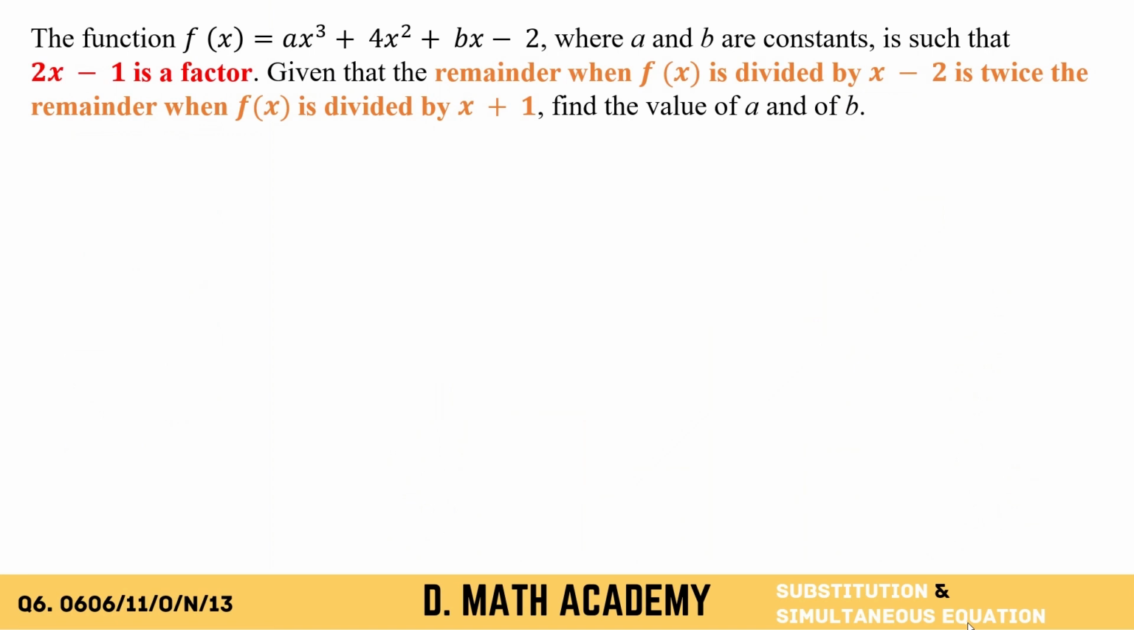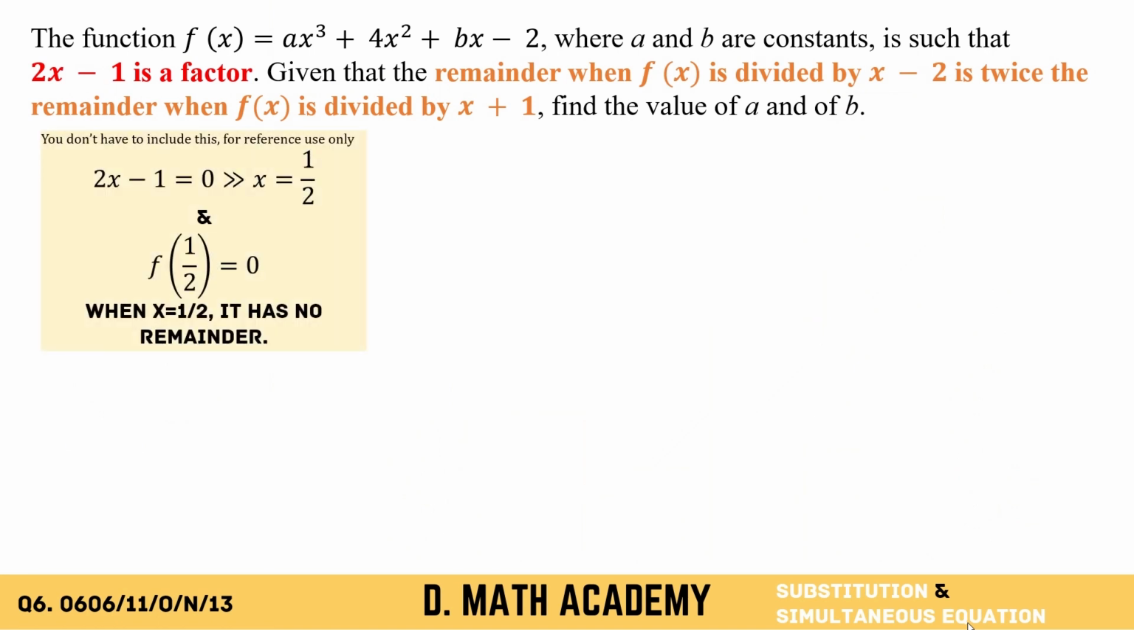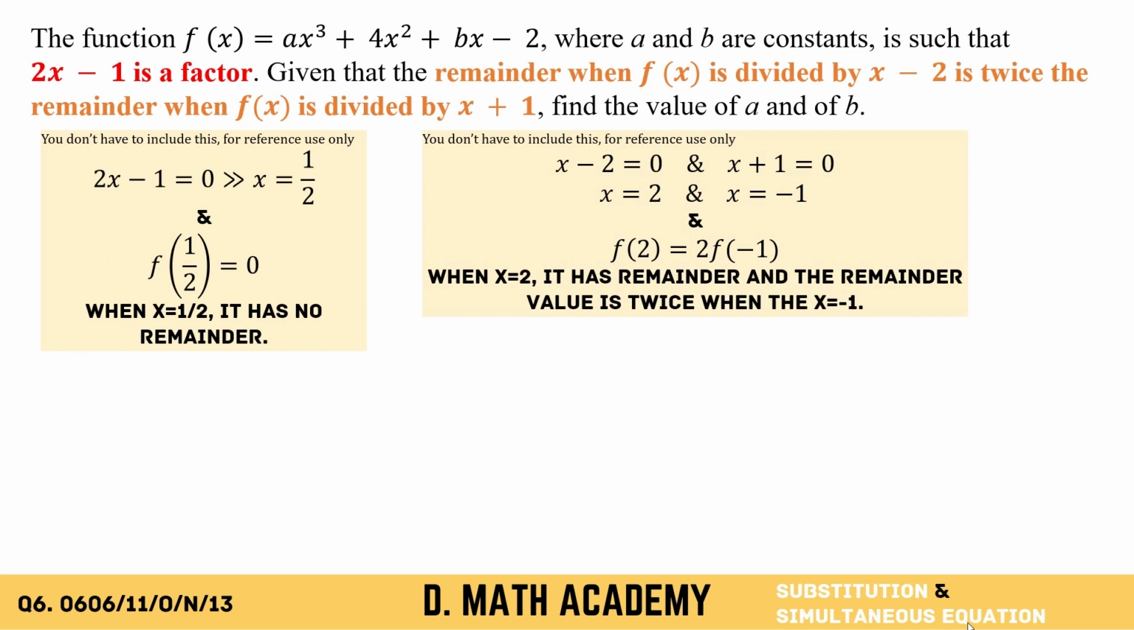So as per usual, approach it step by step. 2x minus 1 equals 0, so x equals 1 over 2. When you have f(1/2), it will have no remainder, so it equals 0. Since this question is trickier, I skip the substitution process first. I try to digest the information that was given by the question. So when x equals 2, it is twice the value of x equals negative 1. That's what it was trying to deliver to you through the long sentence over there.